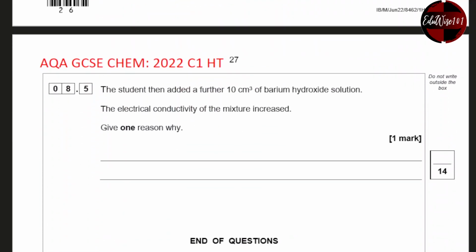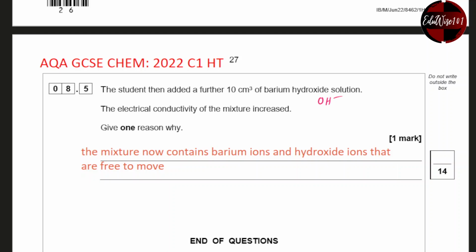The student then added a further 10 cm³ of barium hydroxide solution. The electrical conductivity of the mixture increased. Now, if you add more, then you're introducing more OH- ions, which will be able to move and conduct electricity. So the mixture now contains barium ions and hydroxide ions that are free to move. Sorry, missed the barium ions, the Ba²⁺ ions.